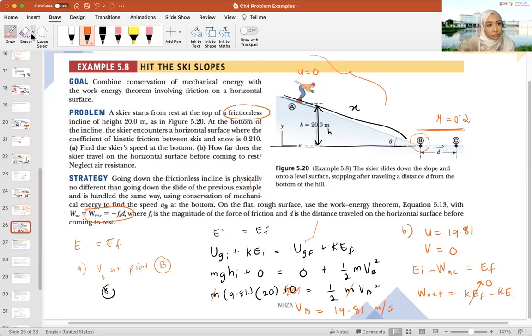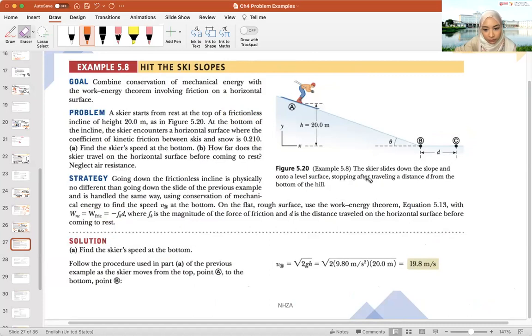So what else? What other information do we have? The friction times the distance. Come on guys. Okay, let's look at the answer. So we got the same answer for our VB.